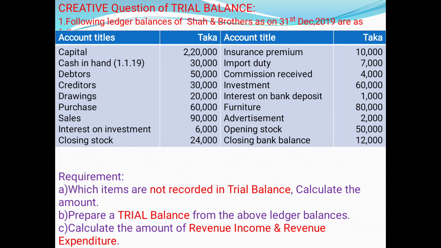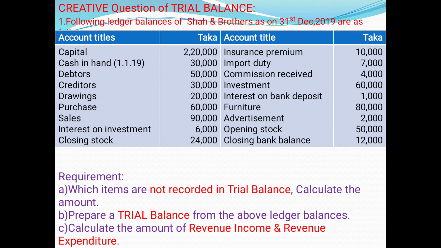Furniture, this item is one kind of fixed asset, that is long-term asset. At all times, assets are debit items, so furniture is debit. Advertisement, one kind of revenue expenditure, that is expenses. All expenses are debit, so advertisement expense is debit.